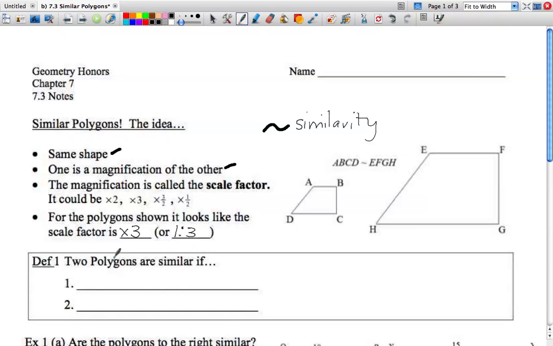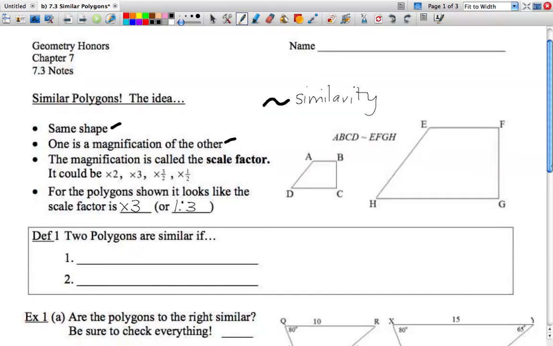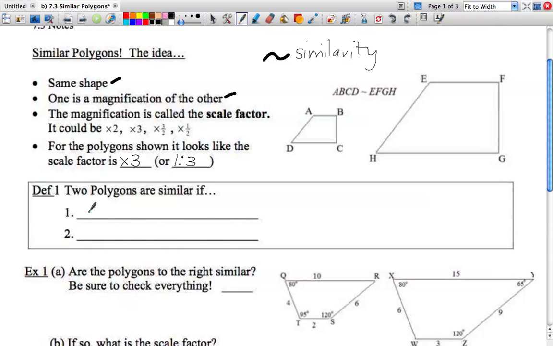Okay? Here are some definitions. Two polygons are similar if corresponding angles are congruent, and corresponding sides are proportional. And here we go back to what we learned yesterday about proportionality and how to deal with proportions, actually.